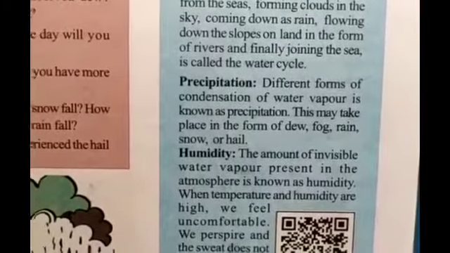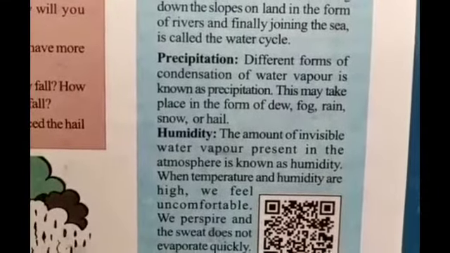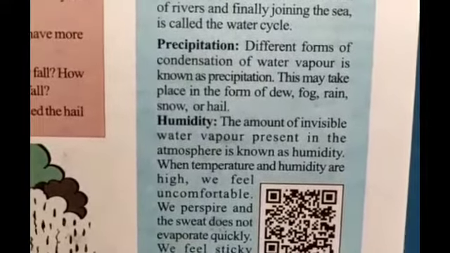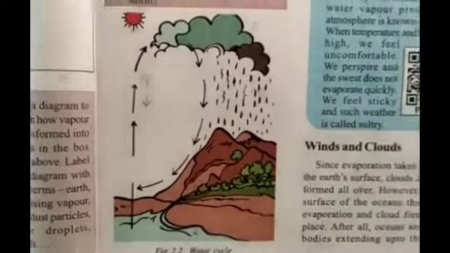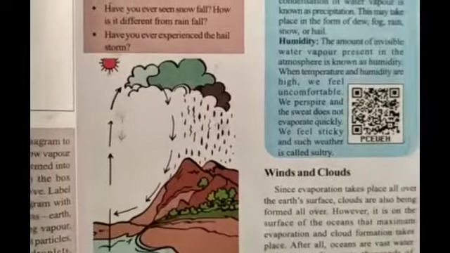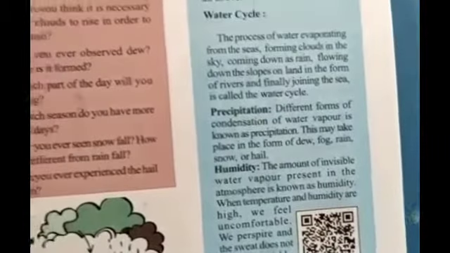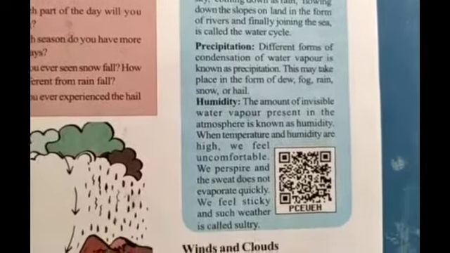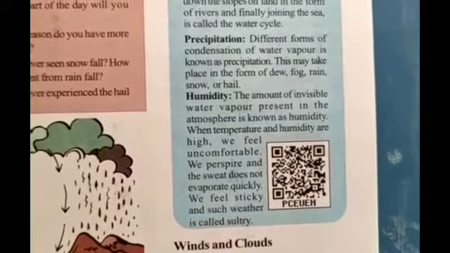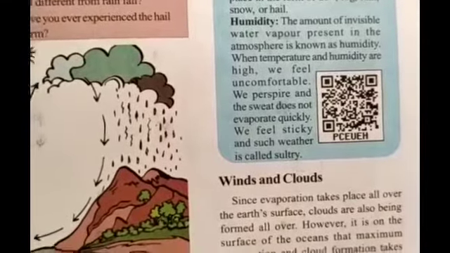Precipitation: different forms of condensation of water vapor are known as precipitation. Examples: dew, fog, rain, snow and hail. Humidity: the amount of invisible water vapor present in the atmosphere is known as humidity. When the temperature and humidity are high, we feel uncomfortable. We perspire and the sweat does not evaporate quickly. We feel sticky, and such weather is called sultry.